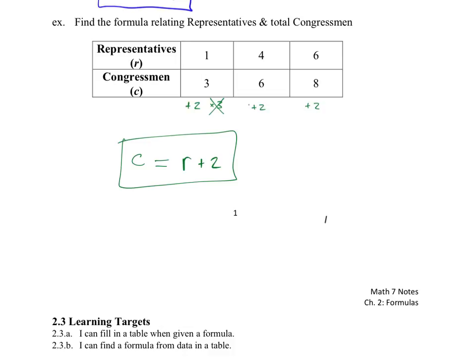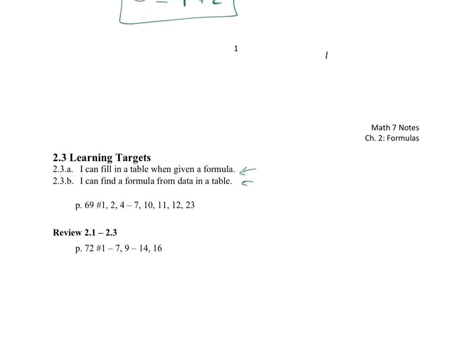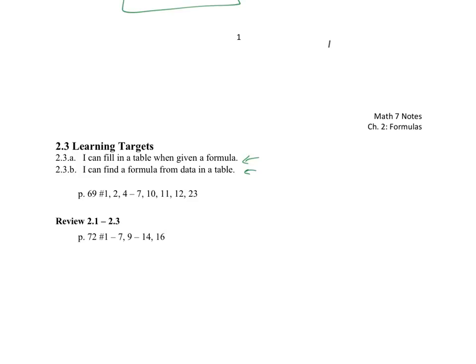You good? And if we look at those learning targets, it should be those two things. I can fill in a table when given a formula. That was the first example. And then second example, I can find a formula from a data table. Awesome. So the page 69 is the stuff due tomorrow.